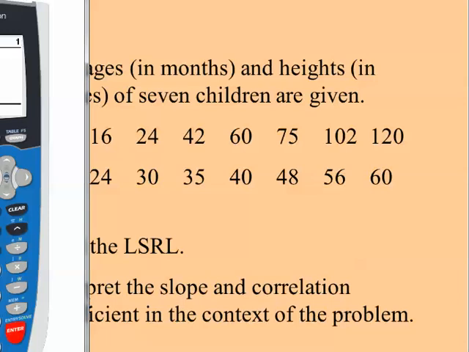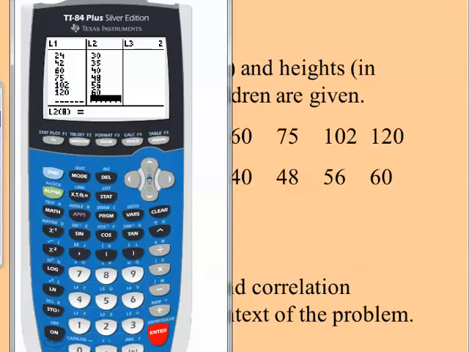And 24, oops. Need to move over to the other variable there. Okay, try again. 24, 30, 35, 40, 48, 56, and 60. Okay, so we've got that data in here.